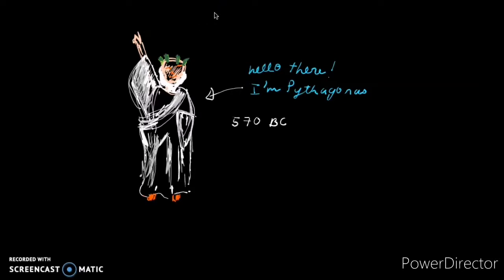But before we learn about the theorem itself, let's learn about the person who formulated the theorem. His name is obvious by now, it's Pythagoras. Please don't mistake this picture as the Statue of Liberty because it's not. This is my best effort at drawing an ancient Greek philosopher. Pythagoras was born in 570 BC. That was like 2,600 years ago.